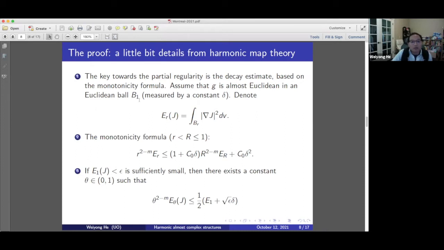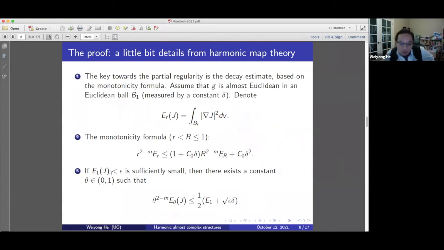So when R is less than or equal to 1, this monotonicity formula basically says the scaling invariant energy is essentially monotone when R is increasing. This delta just measures the difference of this g to the Euclidean metric. When delta is 0, then you get a strict monotonicity formula. Once one has this monotonicity formula, then one can prove that if in this ball the energy is sufficiently small, because the radius is 1, so you just need 1.